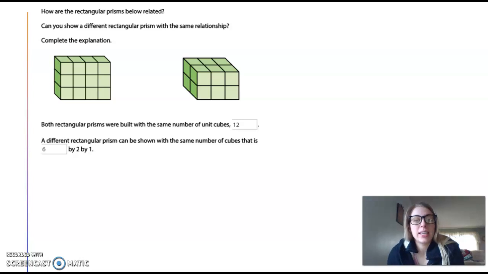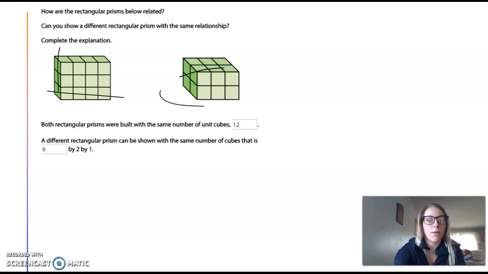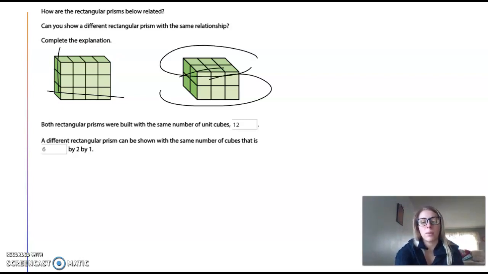Going on to this one, it says, how are the rectangular prisms below related? Can you show a different rectangular prism with the same relationship? Complete the explanation below. So both rectangular prisms were built with the same number of cubes. So I just did 3 times 4, that gives me 12. I see 6 on the front, so I know that there's 6 on the bottom. So my answer there is going to be 12.